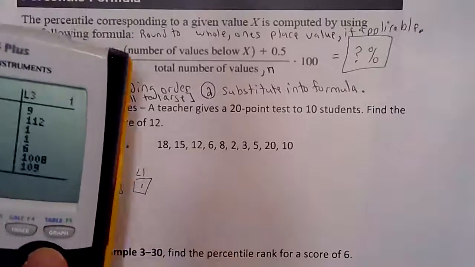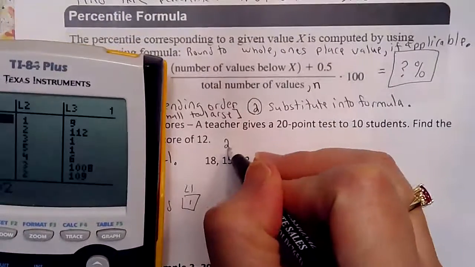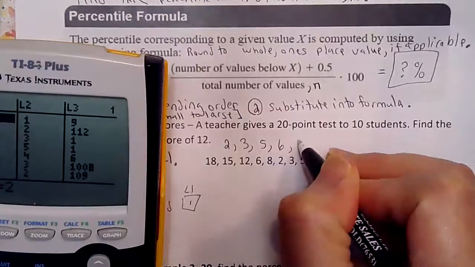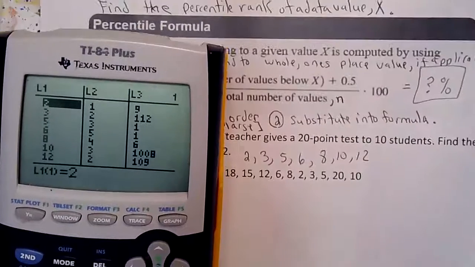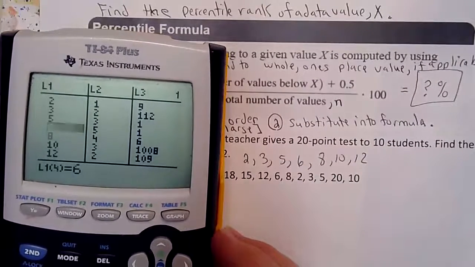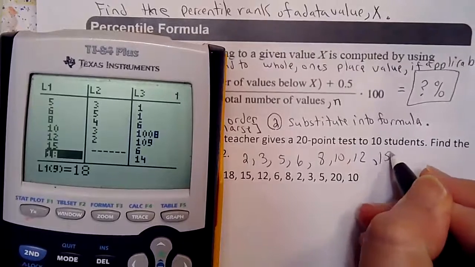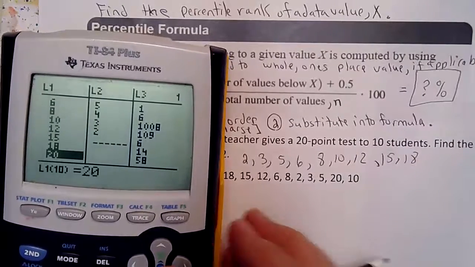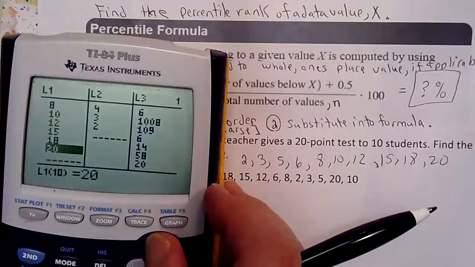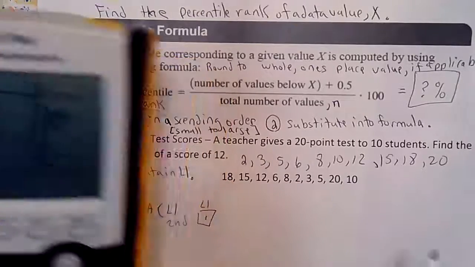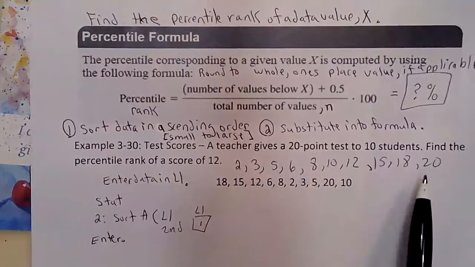And let me look at my numbers now. It should show that it put them in order from smallest to largest. So see, there's 2, 3, 5, 6, 8, 10, 12, 15, 18, 20. Okay, so that was like the 10th data value. So I could double check that. 1, 2, 3, 4, 5, 6, 7, 8, 9, 10. Yeah, so I didn't forget any.